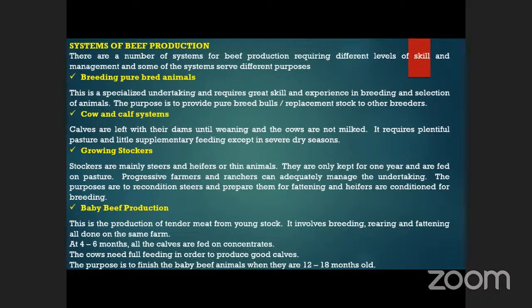Okay, so that is the objective. Baby beef production: you get the young calves from their mothers, then you isolate them, you keep them there, you rear them, feed them properly, control diseases, and the rest. At 4 to 6 months, all the calves are fed on concentrates. Here maybe could come a question: what are concentrates?